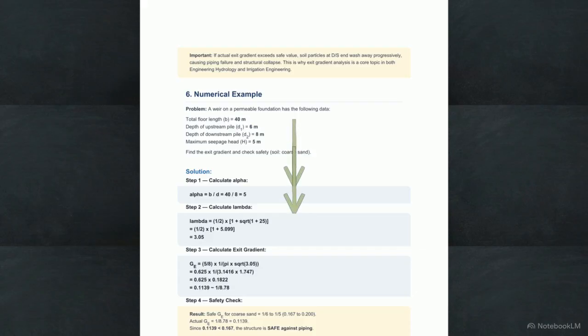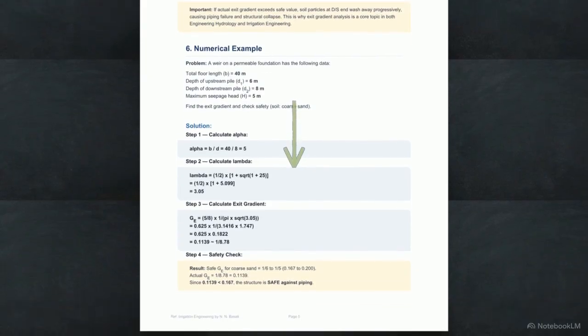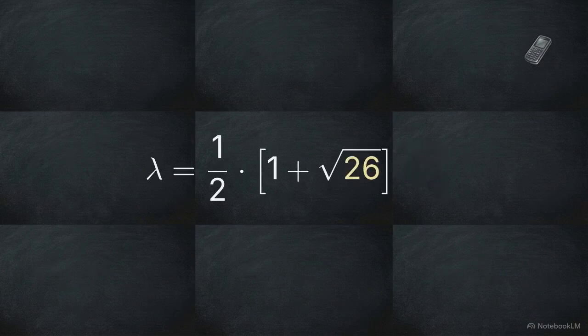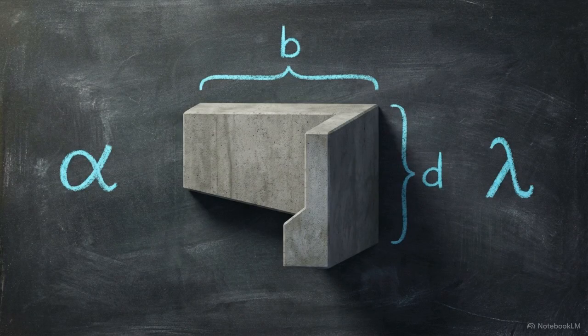Step 1 is finding alpha, the ratio of total floor length to downstream pile depth, 40 divided by 8, equaling 5. Step 2 requires Khosla's lambda formula, 1/2 times 1 plus the square root of 1 plus alpha squared, a standard formula to memorize. We plug in our alpha value of 5. Inside the square root, 5 squared is 25, plus 1 gives 26. Taking the square root of 26, adding 1, and multiplying by 0.5 results in a final lambda of 3.05. Alpha and lambda are the geometric ratios necessary to define the structure's shape before we run the final gradient calculation.